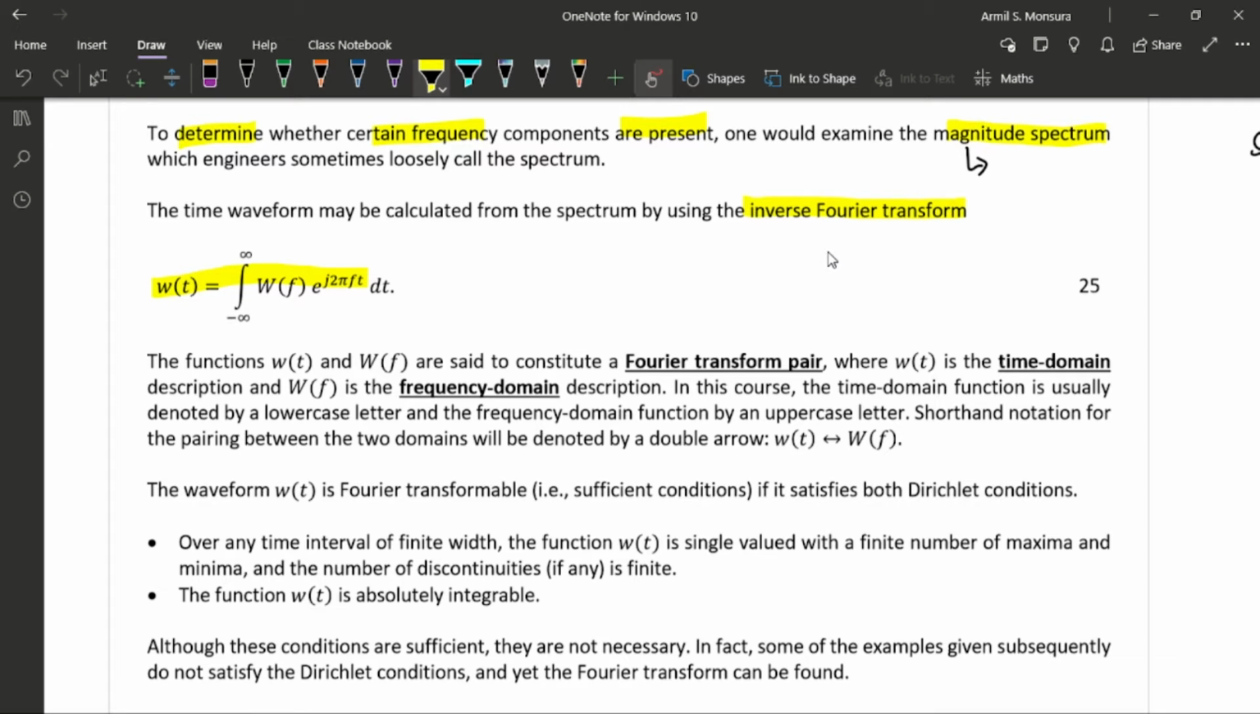Okay, so this integral actually synthesizes your waveform from its frequency components. So given the frequency components that are present in your waveform, you can construct the waveform now using this integral. So we say that the functions w(t) and W(f): this is the waveform, this is the spectrum. Okay? So these two are said to constitute a Fourier transform pair.